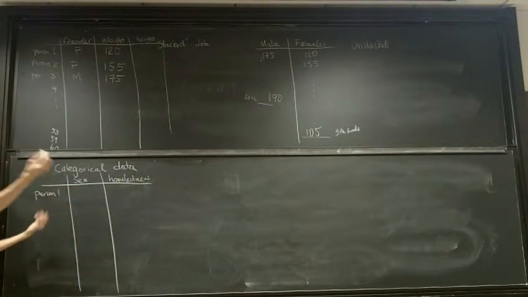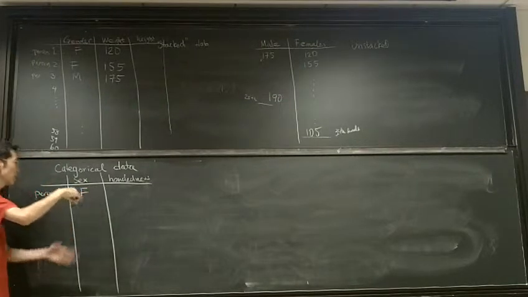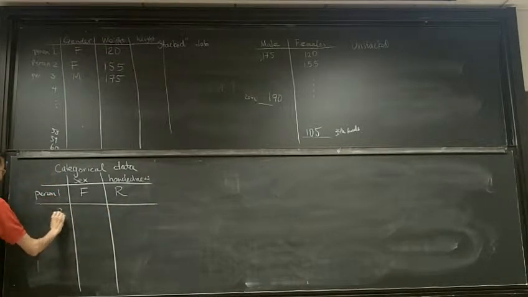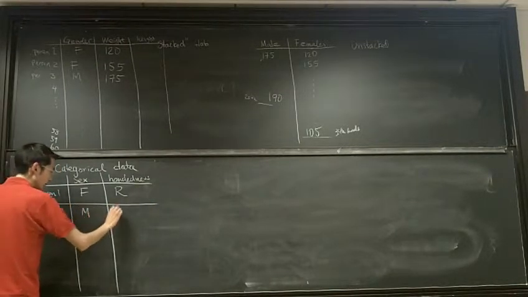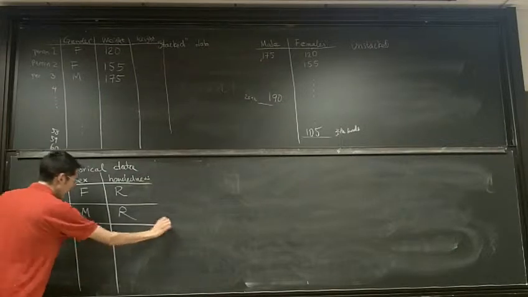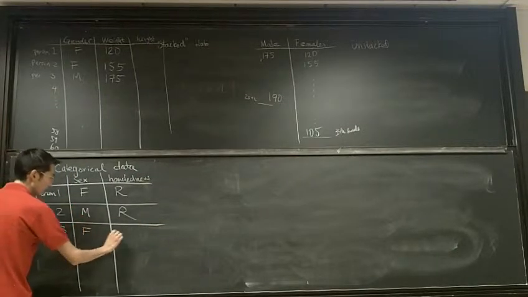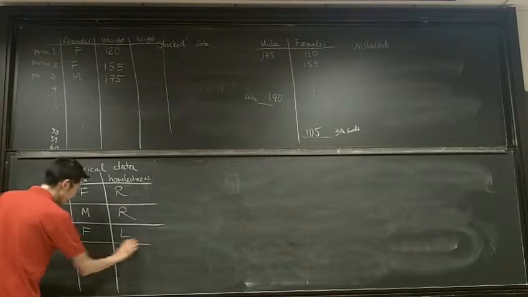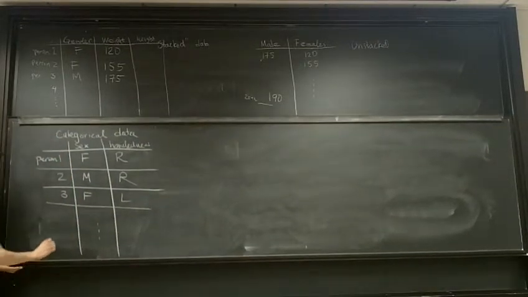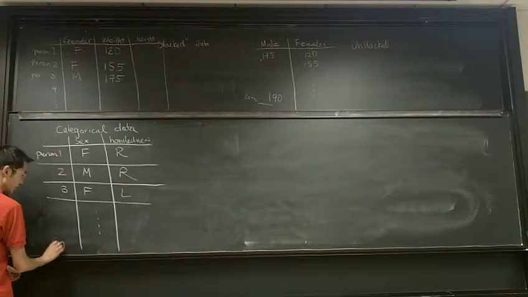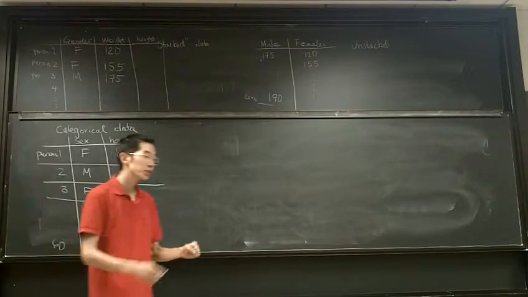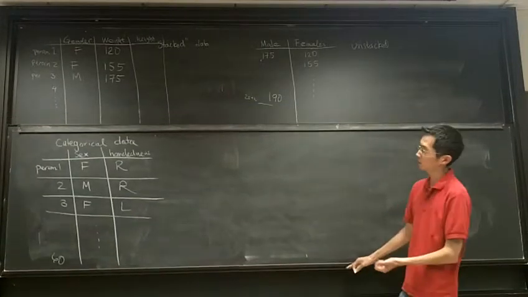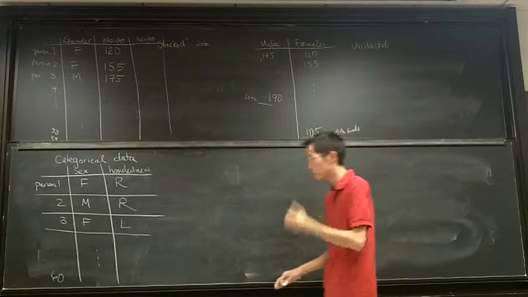Okay, so the first person we talk to maybe is female and she is right-handed. And then the second person we talk to maybe is male and he is right-handed. And then the third person is female and she is left-handed, or whatever. And we go through, we get 60 people. And so now we want to make a summary table. How would we make a summary table with all of this information?